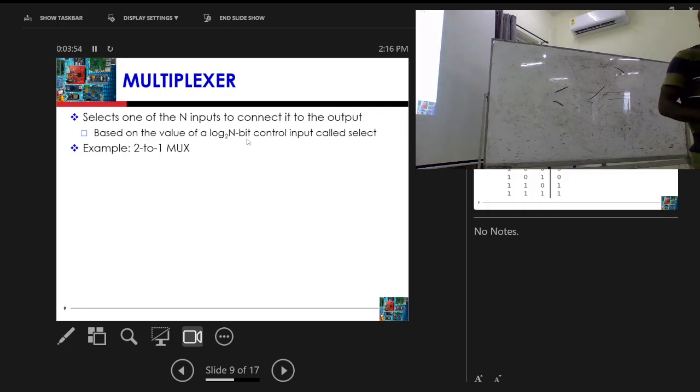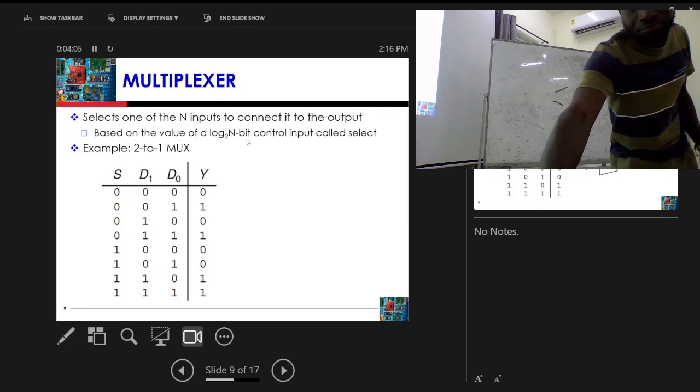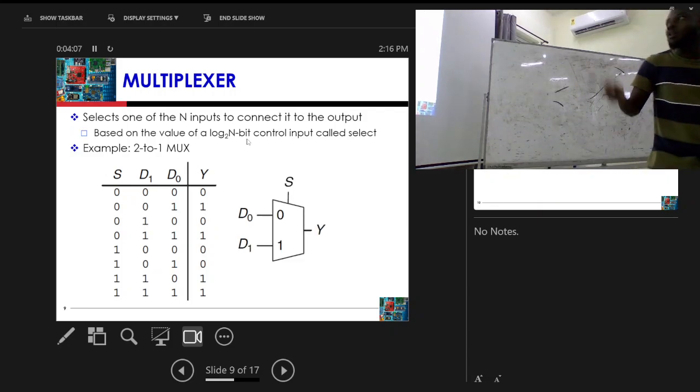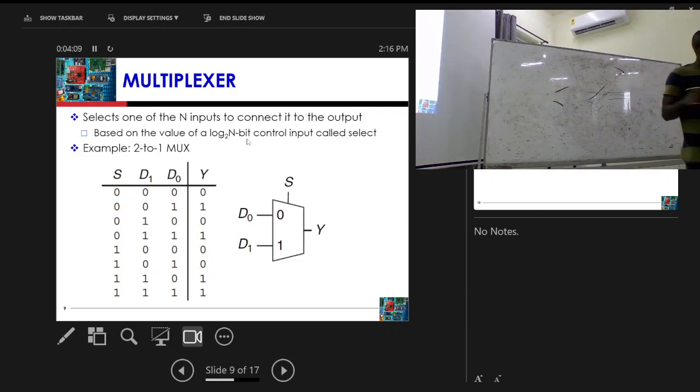So we are going to see how to draw the internal architecture of a multiplexer, just like how you saw how to draw the internal architecture of the decoder, right? And this is the truth table of the multiplexer. And then from the truth table, you can always draw the internal architecture of the multiplexer or any other circuit, right?